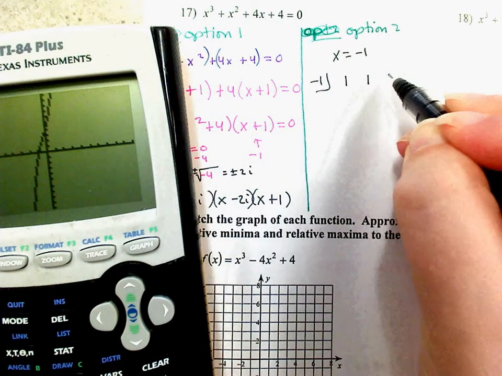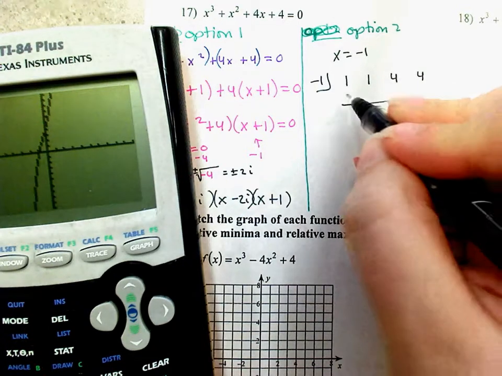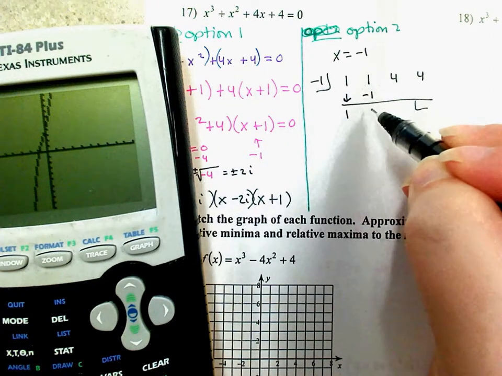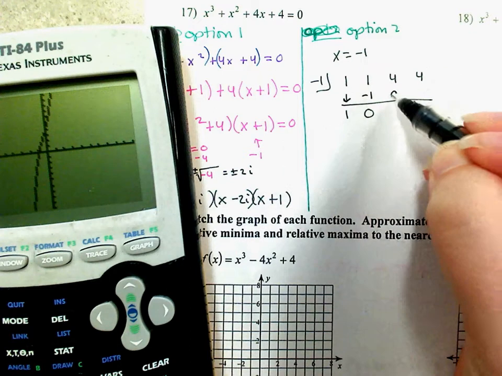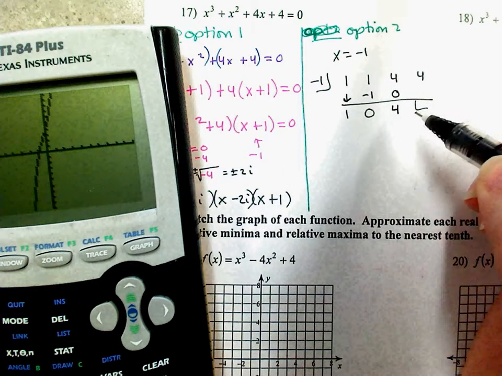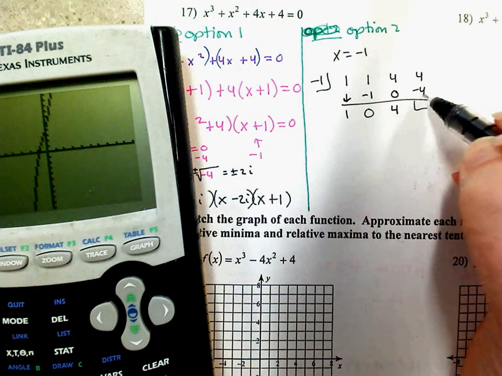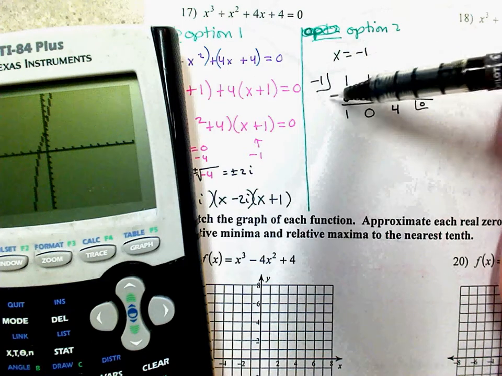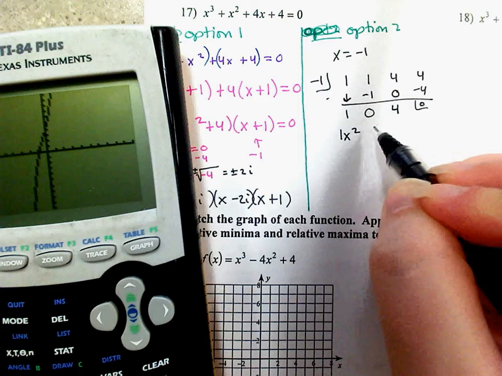Okay, bring down the 1. -1 times 1 is, add them up and I get, -1 times 0 is, add them up. Okay, -1 times +4 is -4, add them up and I get 0. So if I started with a cubic function and I factor out one term, right, 1x squared, is there an x term? Some people accidentally wrote down an x. There's not an x, it's just 0. So plus 4 equals 0.